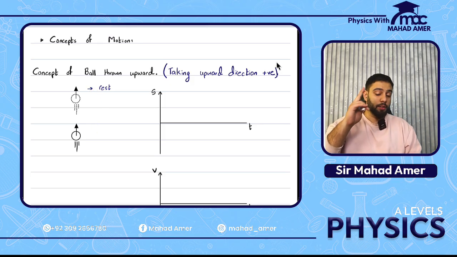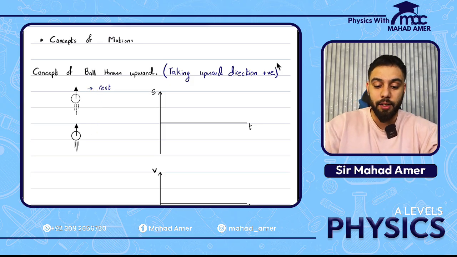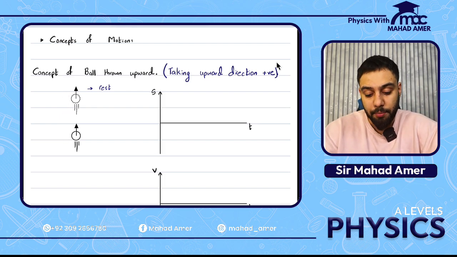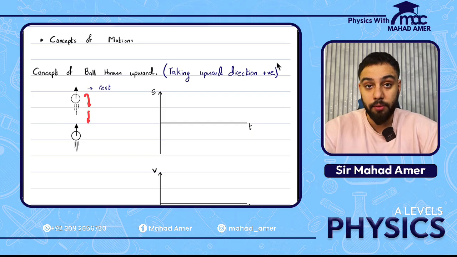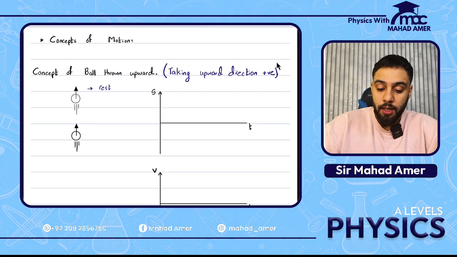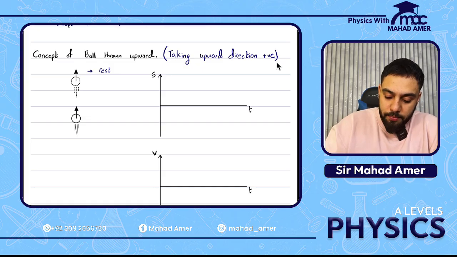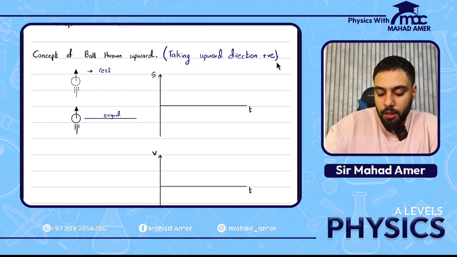So there were two parts of the journey. The first part is when the object goes up, and the second part is when the object goes down. Initially, assuming that this is zero displacement or the original position, I'm going to be making the graph with respect to this position.